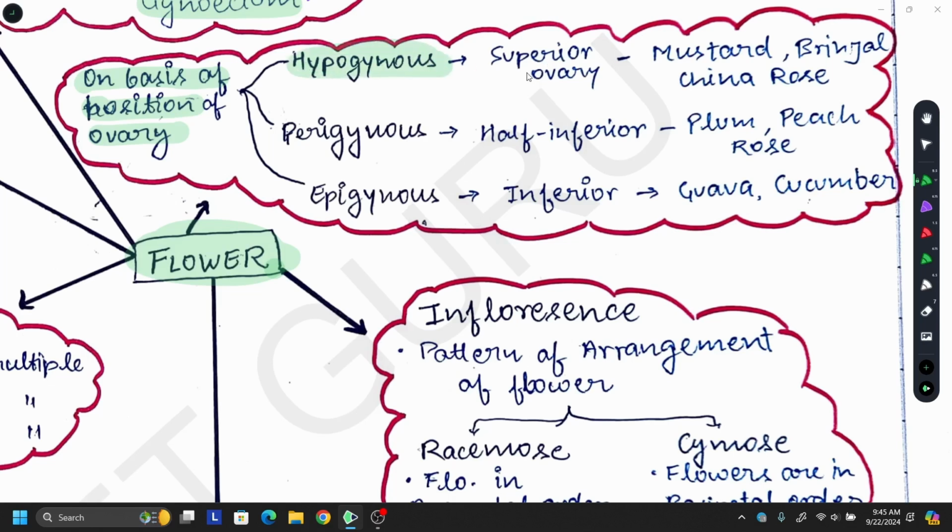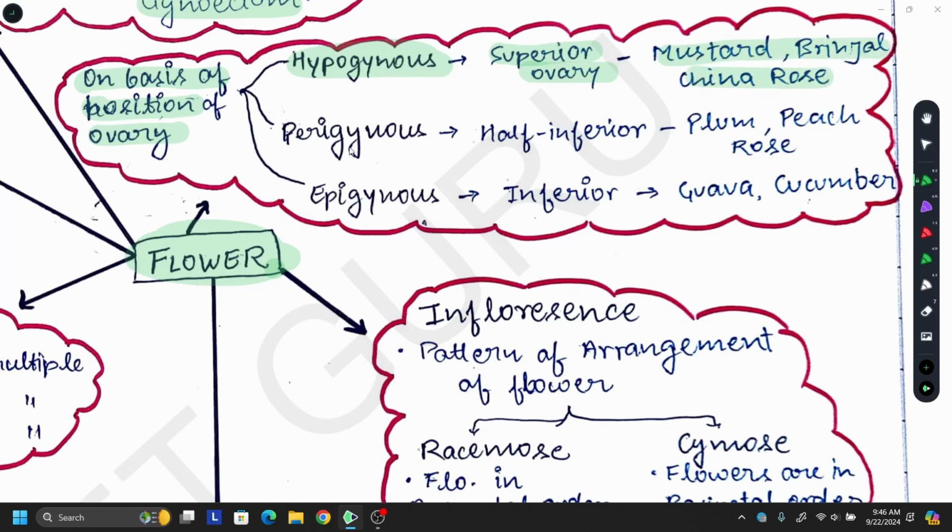Hypogynous flowers are the flowers in which the ovary is superior. That is, ovary is above all other whorls. So the androecium, the petals and sepals, these are all below the ovary. That's why we call it ovary superior. So in hypogynous condition, the ovary is on the top and all other things are below it. That's what we call hypogynous condition. Okay, it is found in mustard, brinjal and China rose.